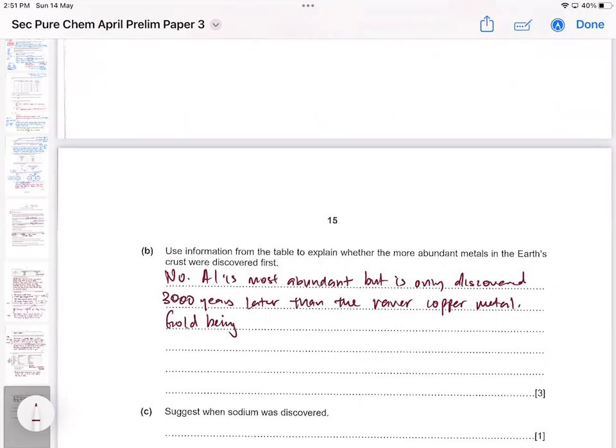Then I will choose the case of the most extreme one, which is gold. I'll say being the rarest metal in the list, it was actually discovered first. Again, for this part here, we don't have to explain what we have mentioned just now. It's just using the data to show this fact. So that's all I will write for part B.